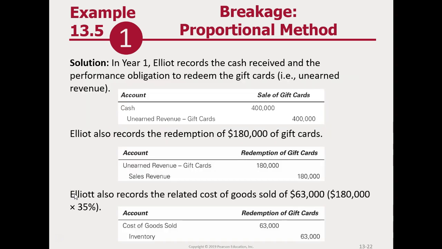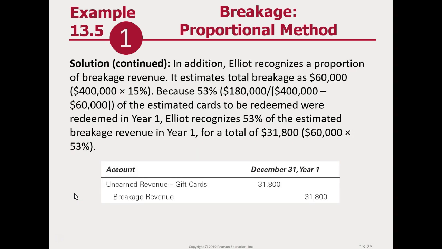Okay, so first we show the gift cards being purchased and the cash is coming in and the liability is being shown for $400,000. During this year one, we had unearned revenue of $180,000 and sales revenue of $180,000. We show the cost of goods sold related to those sales. Now we get to our last part. We estimated the breakage was going to be about 15%. So that total amount of breakage is $60,000.